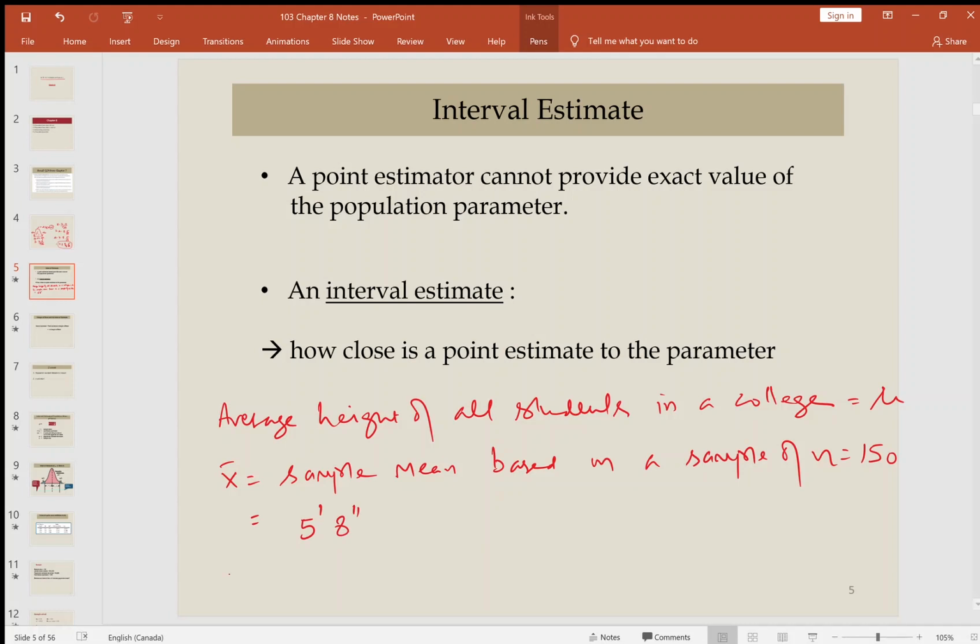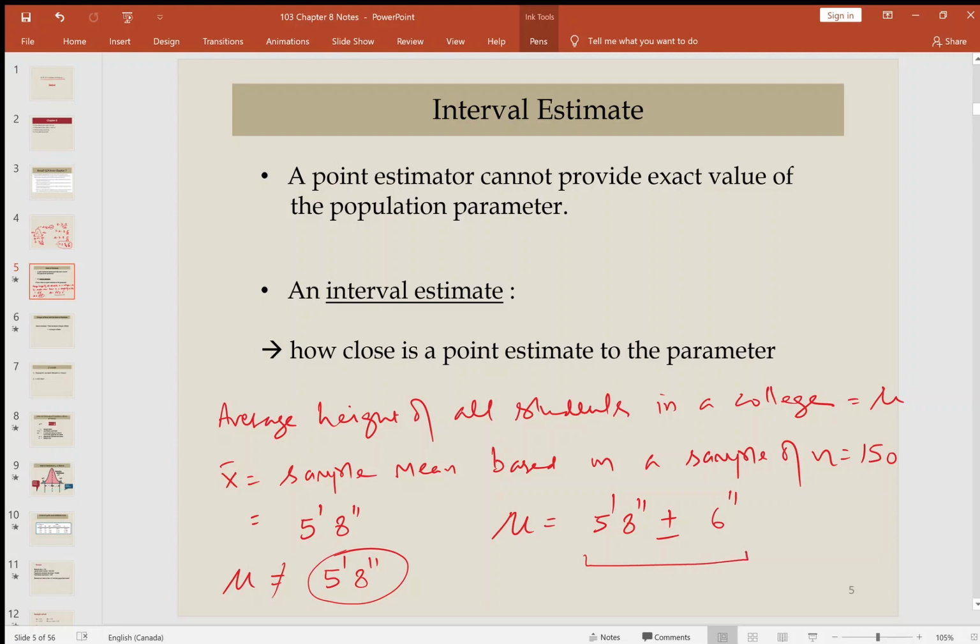Now the population mean mu may or may not be equal to 5 feet and 8 inches. So what happens is this 5 feet 8 inches, the sample mean, is basically a point estimator, and it may actually give us the population mean or may not give the population mean. But if, on the basis of the sample mean, we were to say that the mean height of all students at this college is 5 feet 8 inches plus and minus, let's say, 6 inches, right?